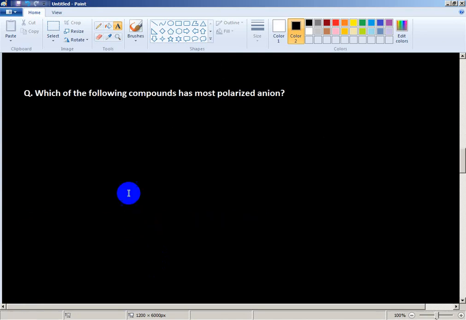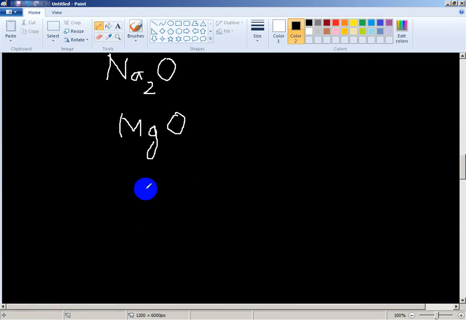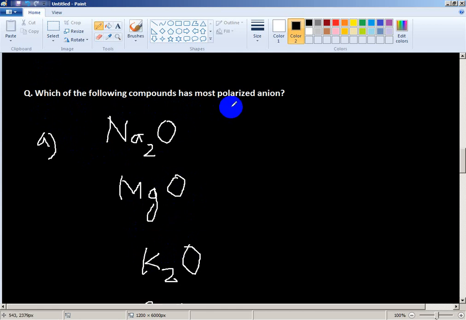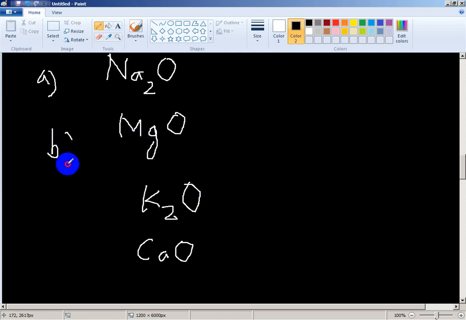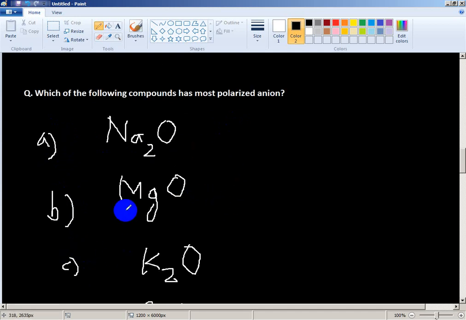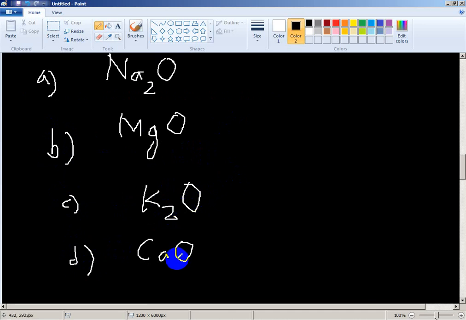Okay, this is the question. Which of the following compounds has the most polarized anion? The anion will be most polarized by the cation. The compounds are sodium oxide, magnesium oxide, potassium oxide, and calcium oxide. Which cation will polarize the anion the most?